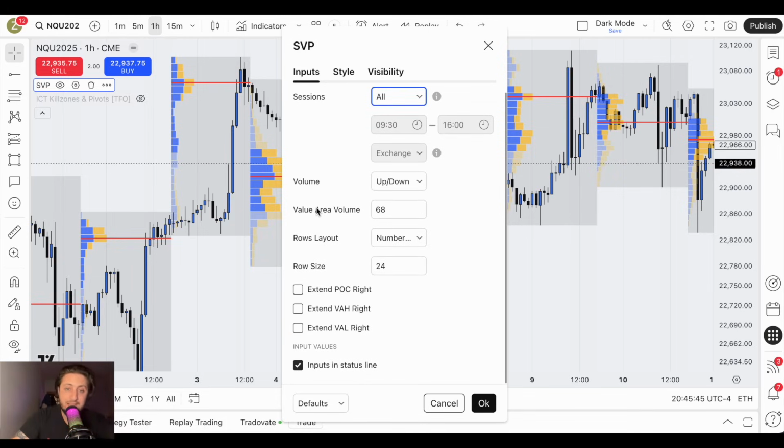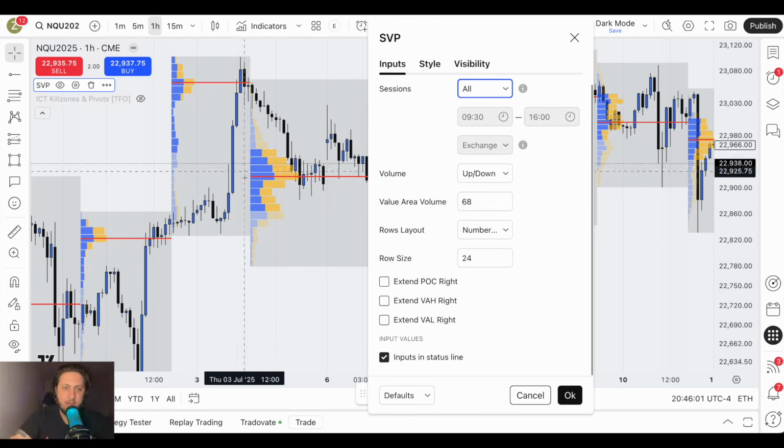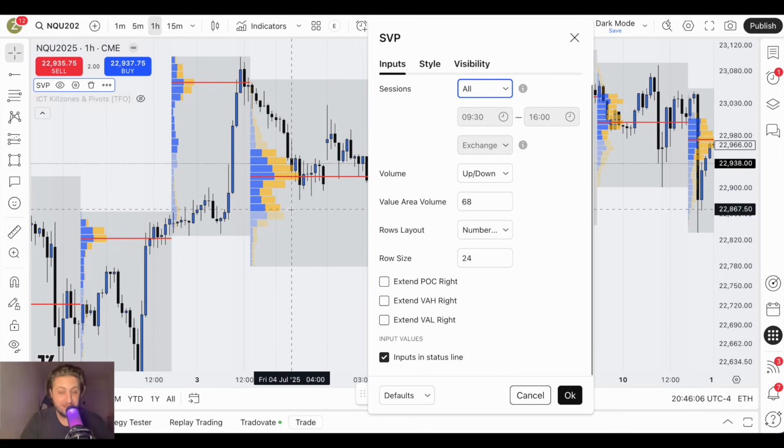Now, number 2, the second most important setting on my profiles is the value area volume. So I use 68. Now, the standard is 68 or 70. If you use 70, you're going to get a little bit broader range in your value area. Again, this is the value area. So this is the point that had the most volume conducted on, in my case, 68% of the trading range. You could use 70%. The difference in these levels is minimal, but again, from my experience, you're going to get more accurate levels using 68.